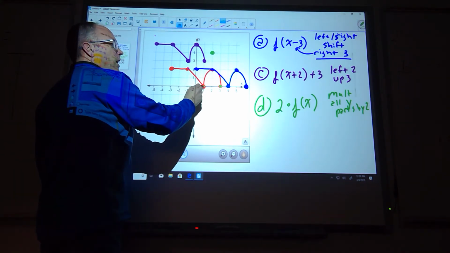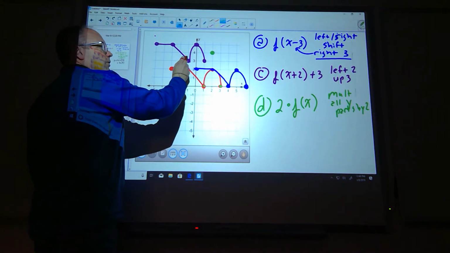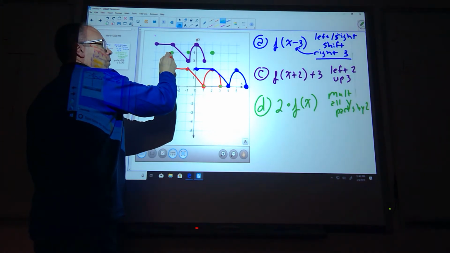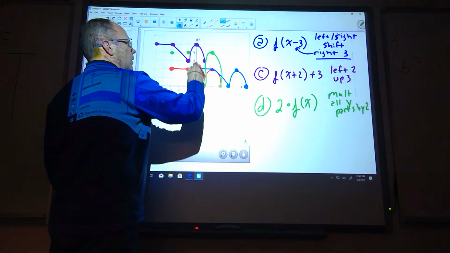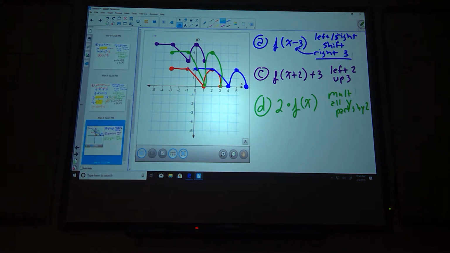This one's going to stay the same for the exact same reason. My y value here is 2, so this is going to come up to 4. My y value is 2, so it's going to come up here to 4. So watch what this one does. So it became taller. All of my x values stayed the same, but my y values were all doubled because I had that 2 out front.